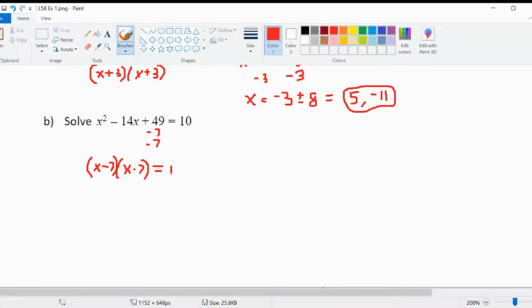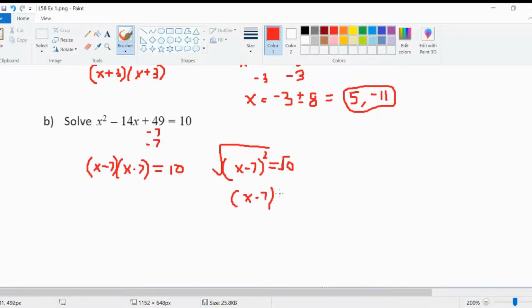And we can rewrite that then as perfect square trinomials are two of the exact same factors, x minus 7 squared. That's going to equal 10. Now to get into my parentheses there, I have to square root. So we square root, and we're going to be left with x minus 7 is going to equal the square root of 10.